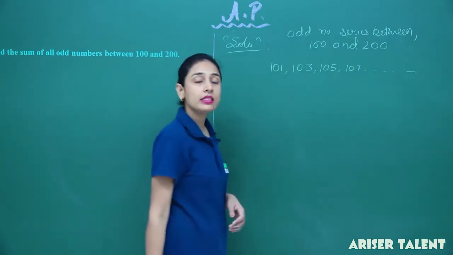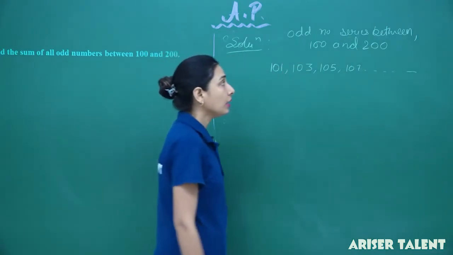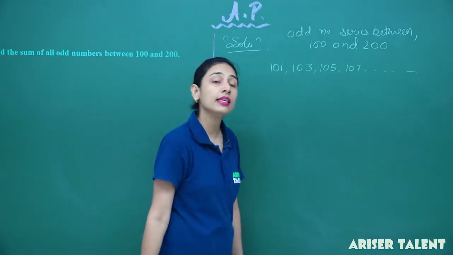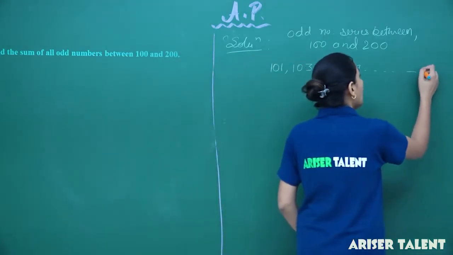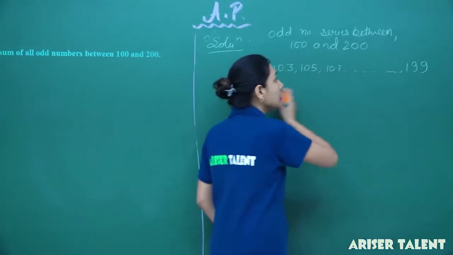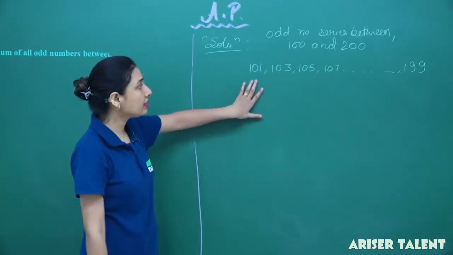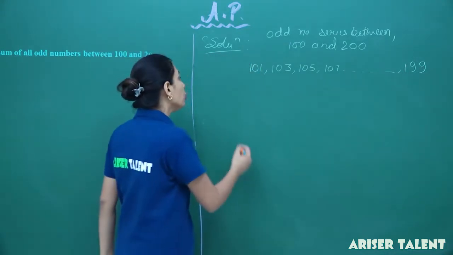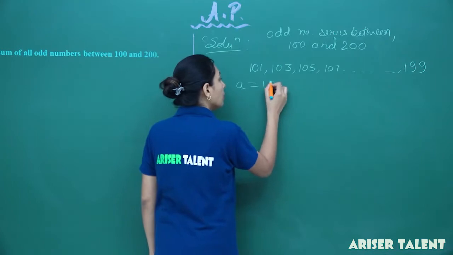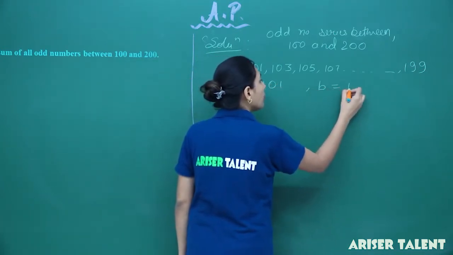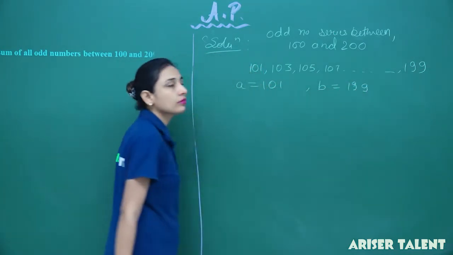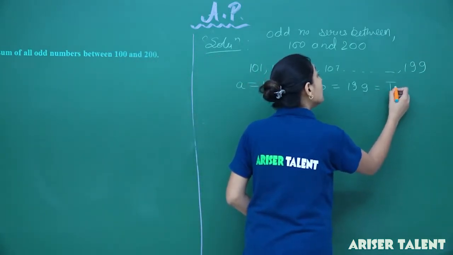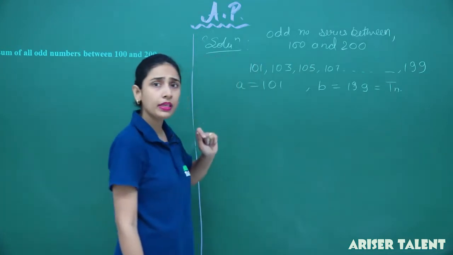Now 200 is even or odd? It's obviously even. Now the number before that, 199. Now 199 is again what? Odd. So I'll finish this series with 199. So it is starting with 101 and it's ending with 199. So what I conclude is A equals 101 and B equals 199. This can be B. Okay. And this can be Tn.